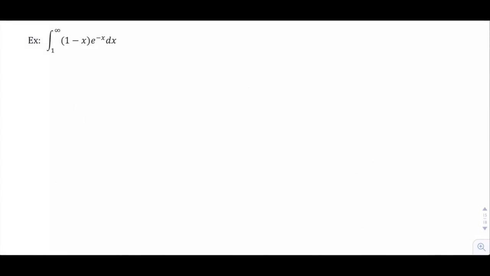Let's look at this problem here. The integral from 1 to infinity of the quantity 1 minus x times e to the negative x dx. Once again, we have one of our limits being infinity. So we would now need to change this into the limit as a goes to infinity of the integral from 1 to a of the quantity 1 minus x e to the negative x dx.